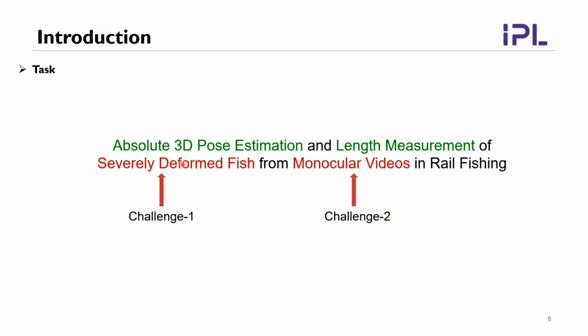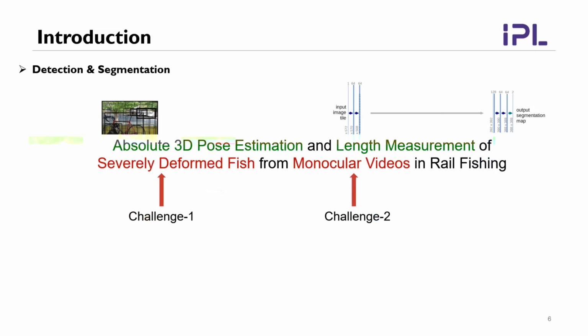And the first challenge is that the fish is severely deformed, because it's bending during the catching process. So how to estimate the 3D pose for deformed fish is the first challenge. The second challenge is that the input data is monocular videos, which means we only use one single camera. So it's impossible to estimate absolute 3D information without additional input. But our proposed method overcomes these 2 challenges.